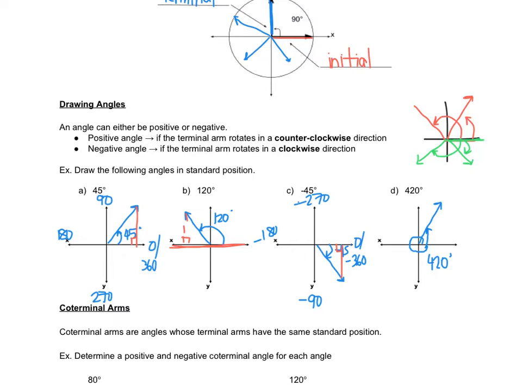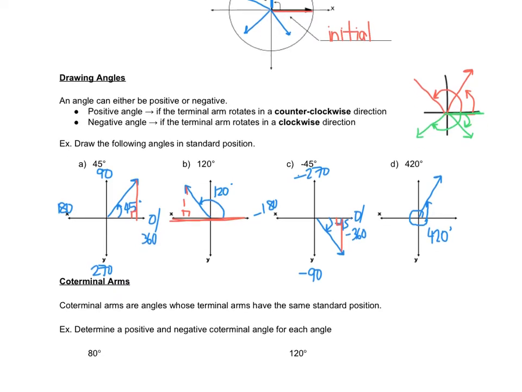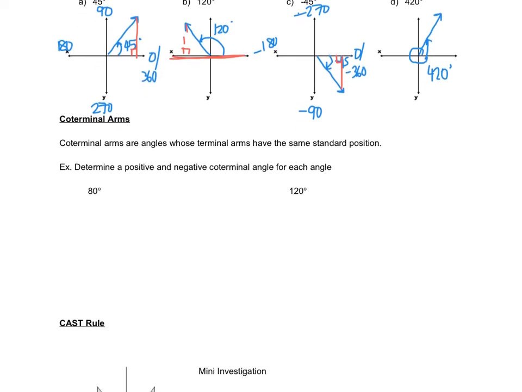But let's move on to another key word, which is coterminal arms. And coterminal arms are angles whose terminal arms have the exact same standard position. To get a coterminal angle, all you have to do is add or subtract another rotation.